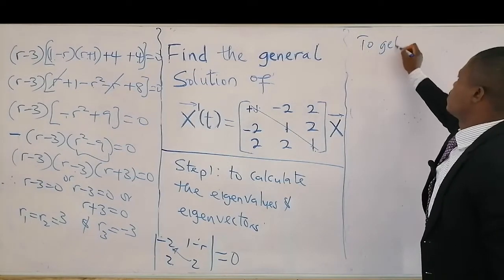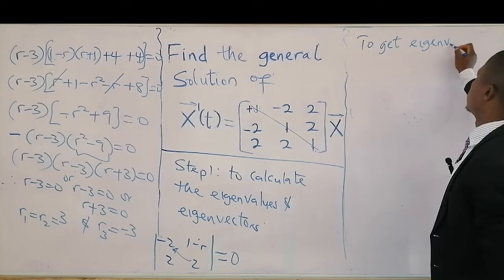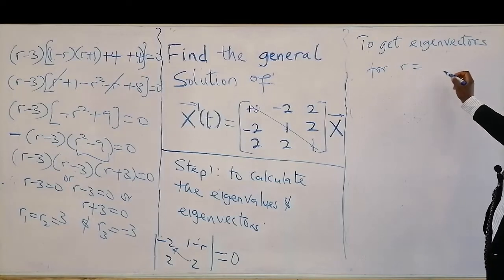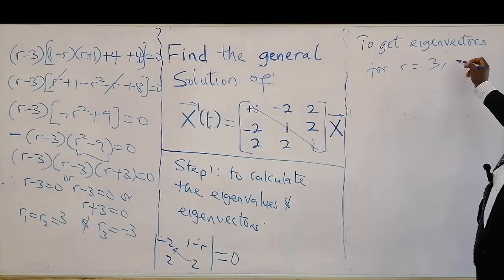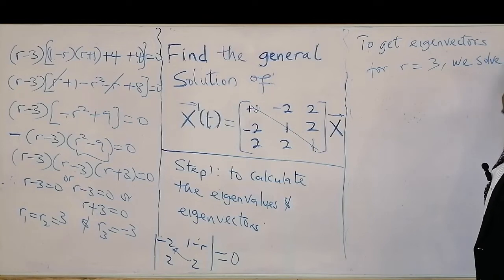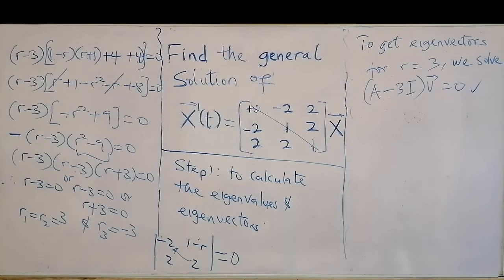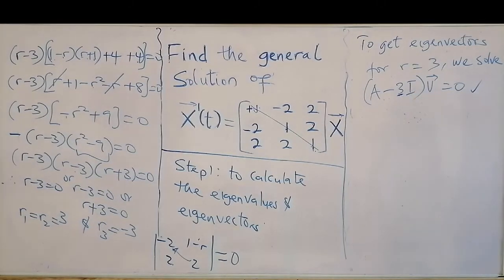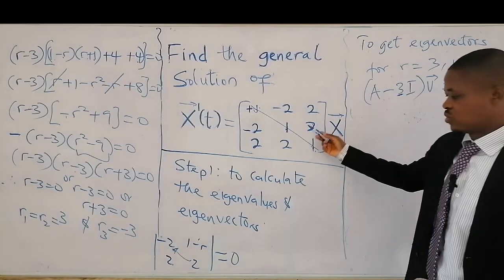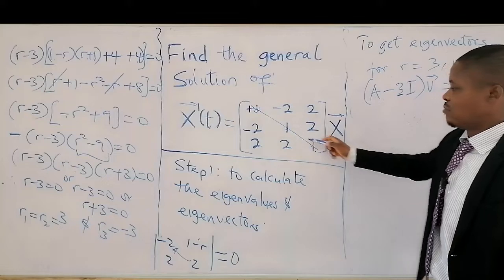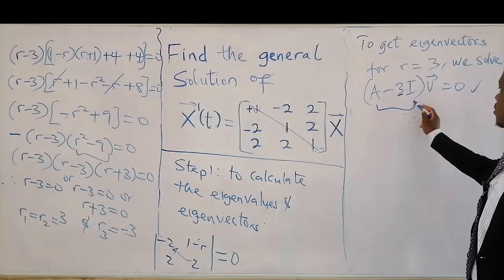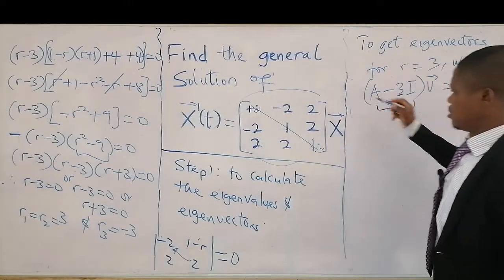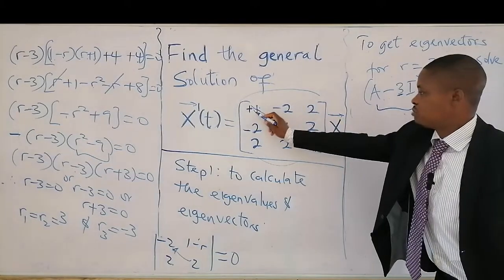To get the eigenvector for r equal to 3, we use this and solve to get the eigenvector. Don't forget your r is 3. This is the r value. And what that means is that if you remember from the beginning, we said this main diagonal minus 3. So that's the meaning of this place. Just go back to your matrix A. That's our matrix, so that will be 1 minus 3.